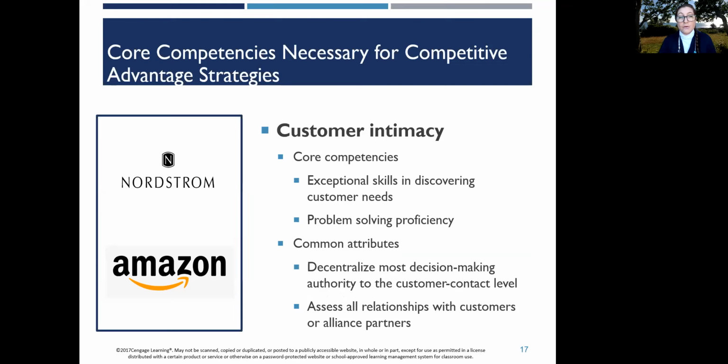Now, the third way that you can achieve competitive advantage is through customer intimacy. And here we're putting forward Nordstrom and Amazon as examples. Customer intimacy is all about doing a very good job of achieving a depth of understanding of what your customer is looking for, and making sure that you deliver on what you're promising that customer. So exceptional skills in discovering customer needs is high on the priority list, and very strong in terms of the organizational core competencies.